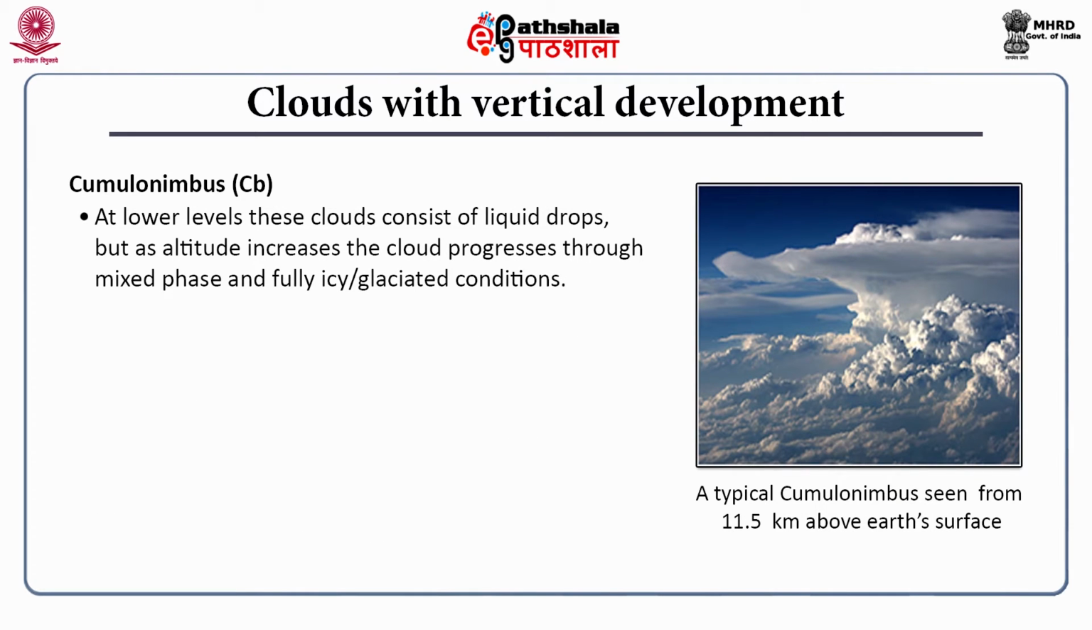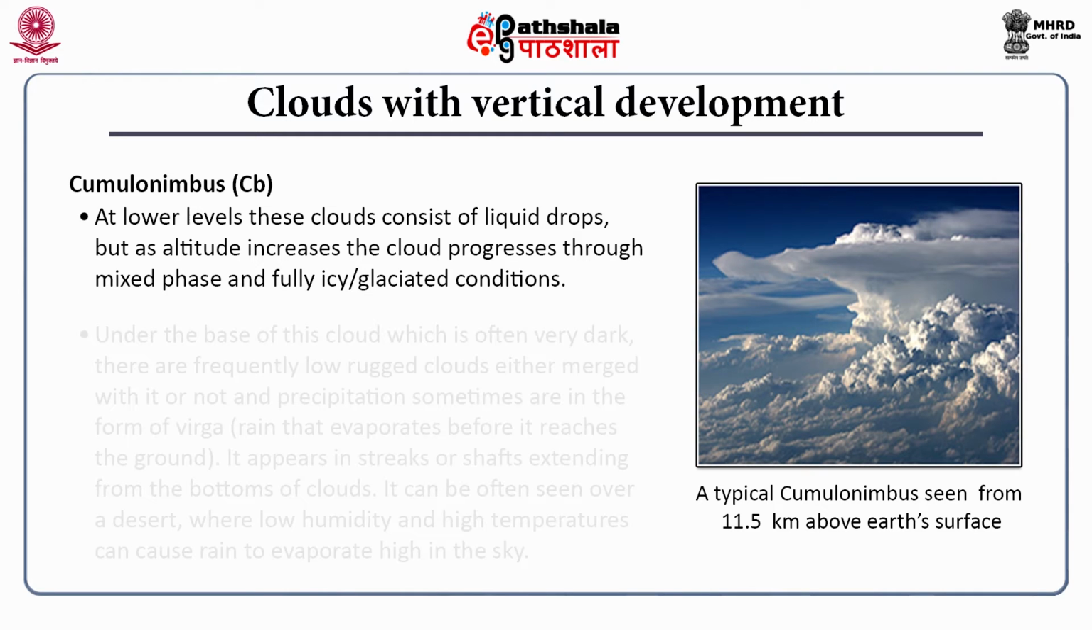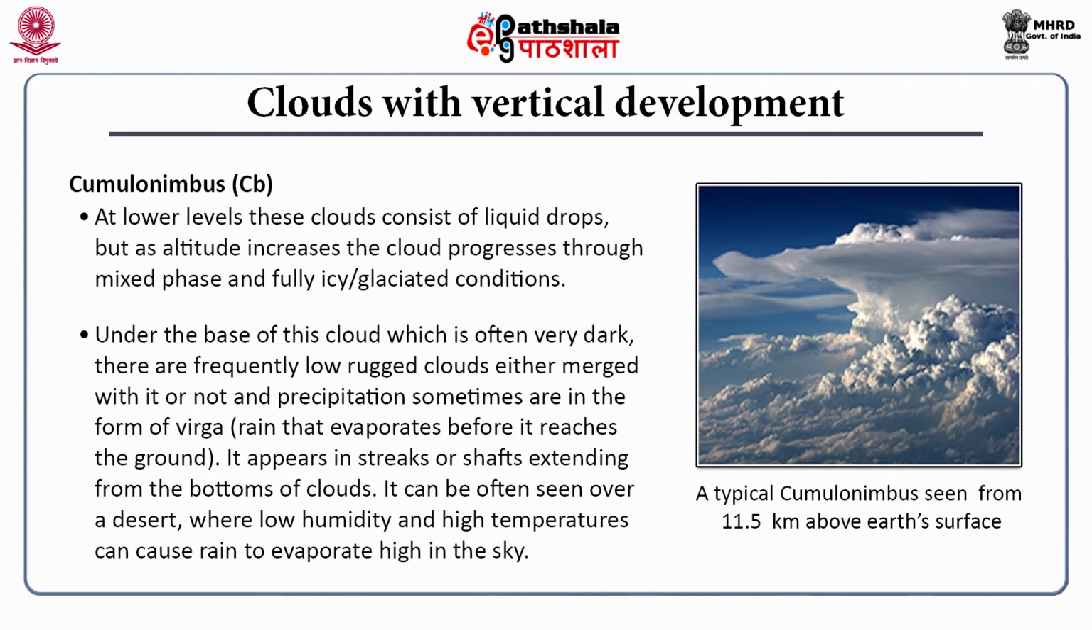At lower levels, these cumulonimbus clouds consist of liquid drops, but as altitude increases, the cloud progresses through a mixed phase and a fully icy or glaciated condition. Under the base of this cloud, which is often very dark, there are frequently low rugged clouds, either merged with it or not. And precipitation sometimes is in the form of virga, that is rain that evaporates before it reaches the ground. It appears in streaks or shafts extending from the bottom of clouds. It can often be seen over a desert, where low humidity and high temperature can cause rain to evaporate high in the sky.